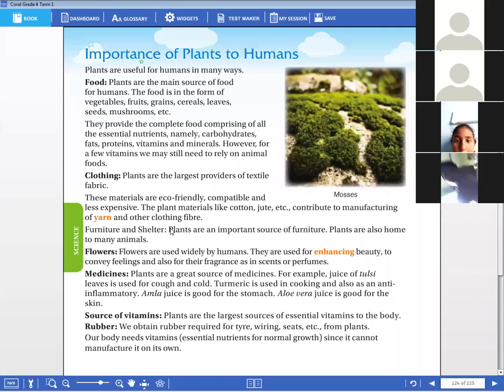Okay. Next, rubber. Yes, someone is telling that lemon rice has vitamin C. Yes, Puneet, because we add lemon in it, it is a citrus fruit and it has vitamin C.